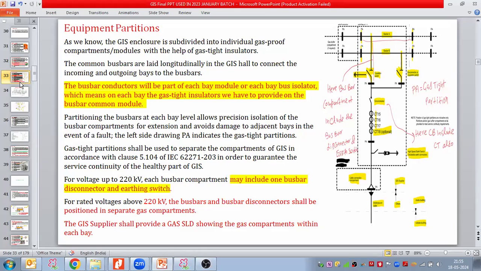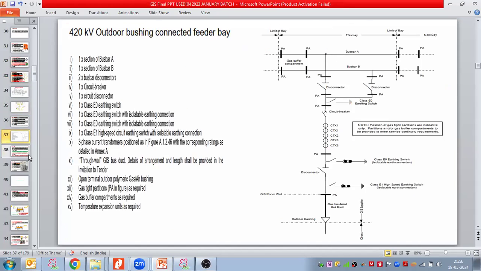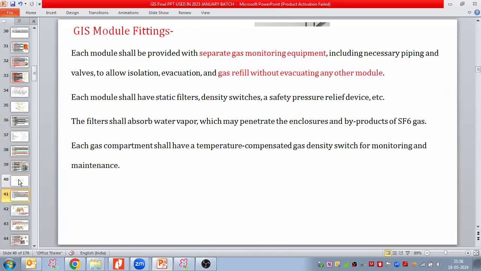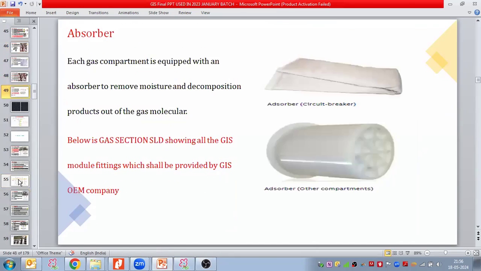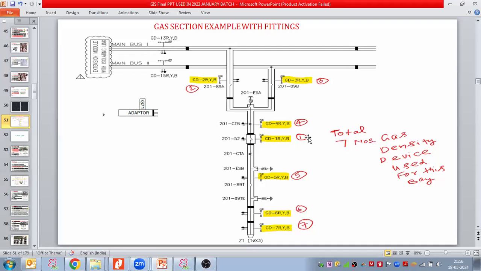I wanted to tell where these discussions will be related. Let me take a project SLD. If you see this example of the drawing, this is a gas SLD submitted by the GIS manufacturer. As a design engineer, we have to review and approve this drawing. In this drawing, the GIS manufacturer submits how many gas density monitors there are, the location of the gas density monitors, plus the compartmentalization.